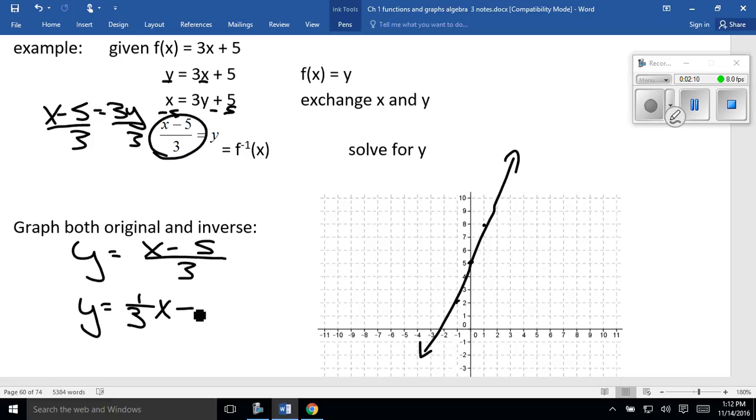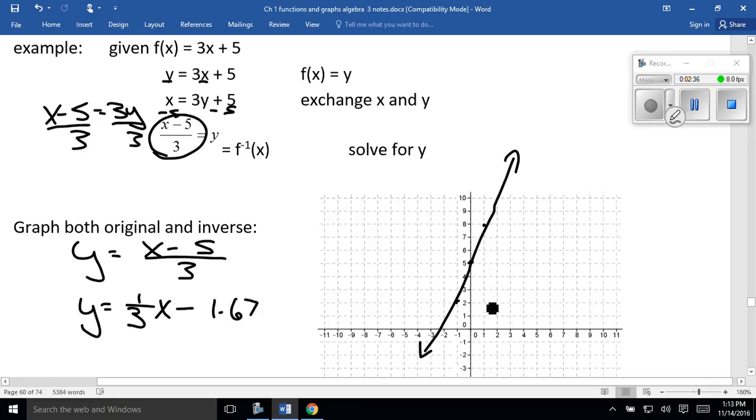What's 5/3 as a decimal? It's 1.67. Fair enough? So you go up 1.67, put your dot, go up 1 over 3, and draw your, oh, I did it wrong. You go down 1.67, up 1 over 3, draw your line.